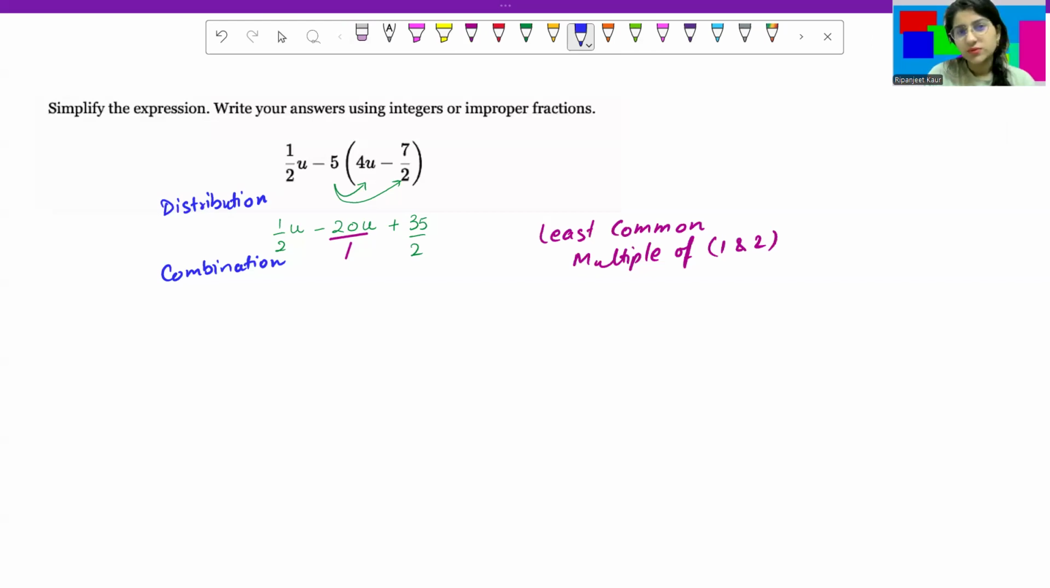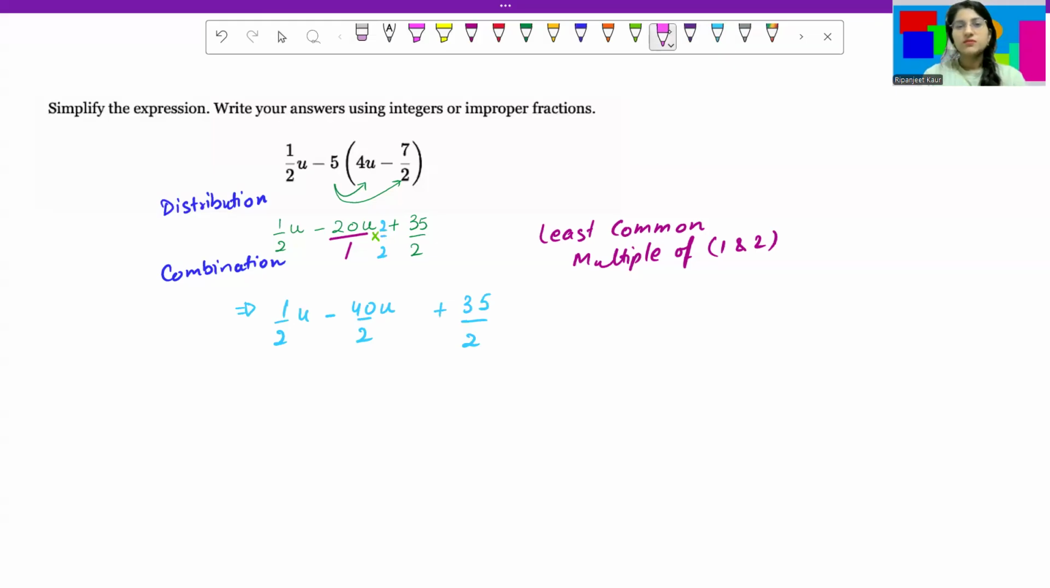Here there is already 2, but there is no 2 here. So how can we make the denominator a 2? 20 over 1 times 2 over 2. Yes, you are correct. And what does the next step become? 40u over 2. First thing is half u, then minus 40u over 2, and plus 35 over 2 as it is.